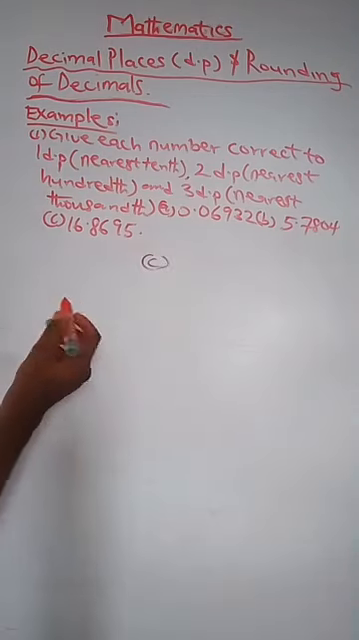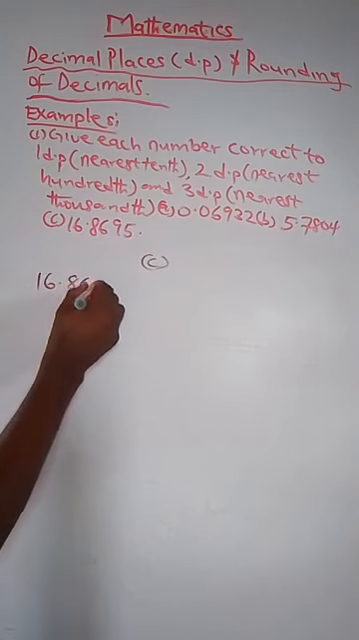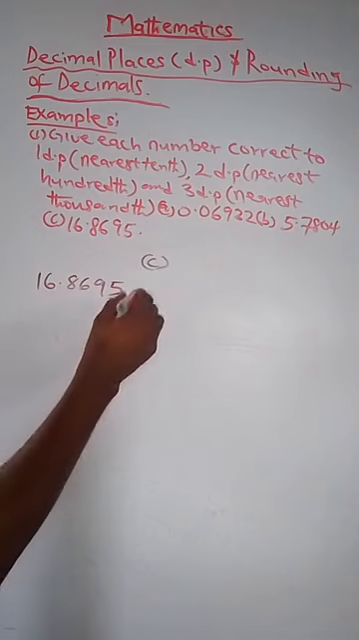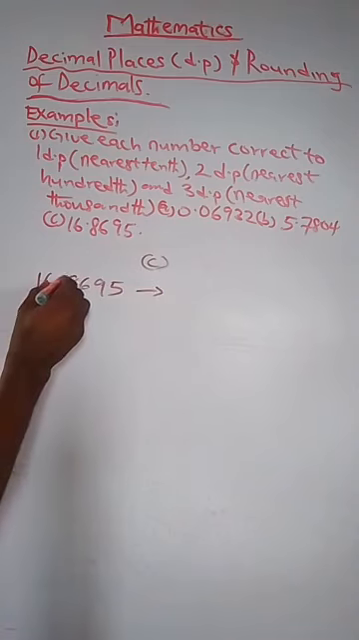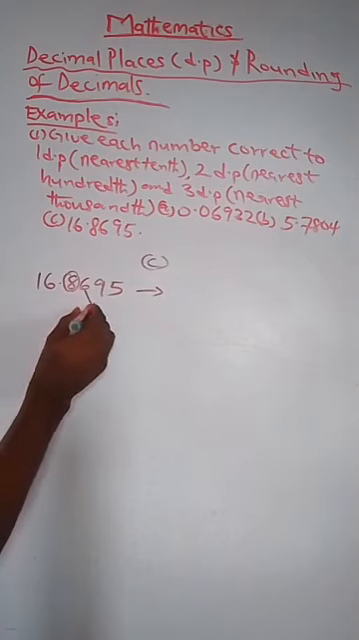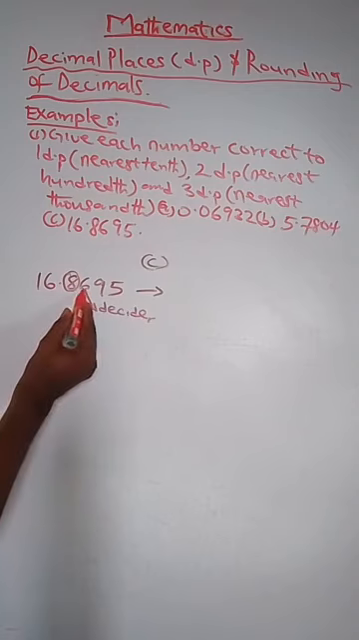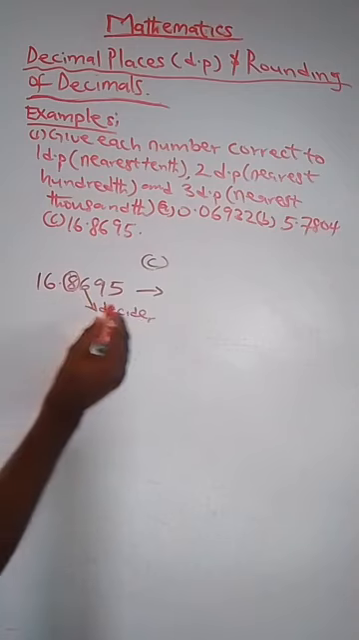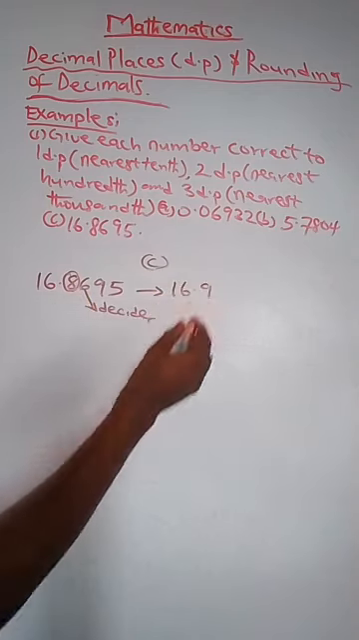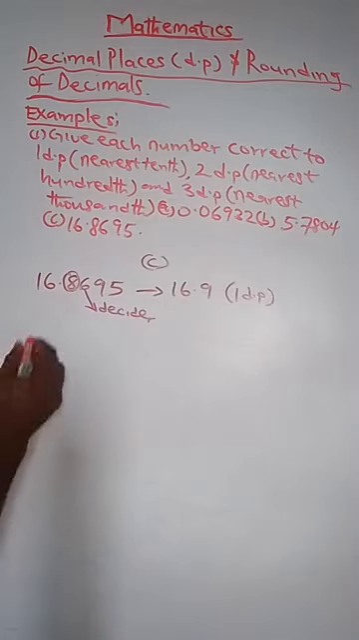C, right? 16.8695. Let's take it to 1 decimal place. That is 1 digit after the decimal point, right? This is where we are going, and this is the decider, right? Since the decider is 5 or more, we round up. So this will be 16.9. That is 1 decimal place or nearest tenth.